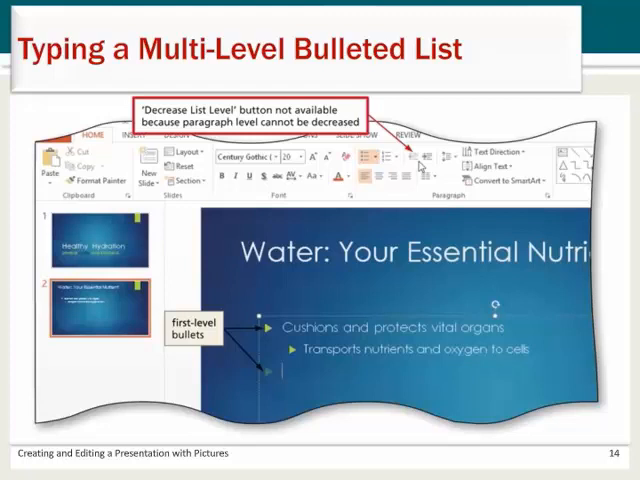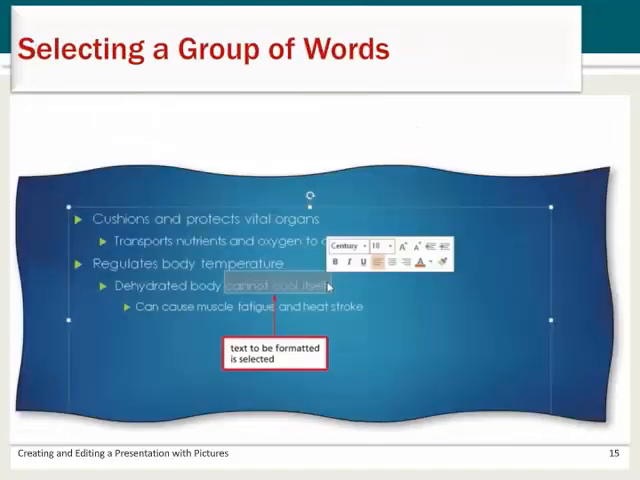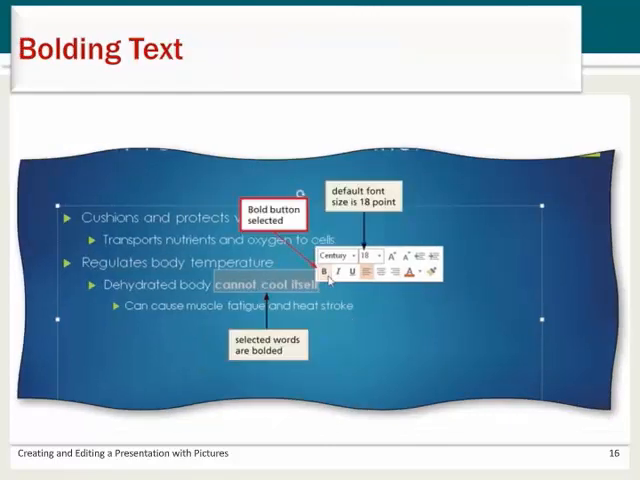To create a second level paragraph, tap or click the Increase List Level button. Then type the second bulleted item as it appears on this slide and press the Enter key. Click the Decrease List Level button to promote a paragraph. Type the remaining bullet points as depicted on this slide. Then select the text shown on this slide so that we can format the words. With the text selected, click the bold button on the mini toolbar.